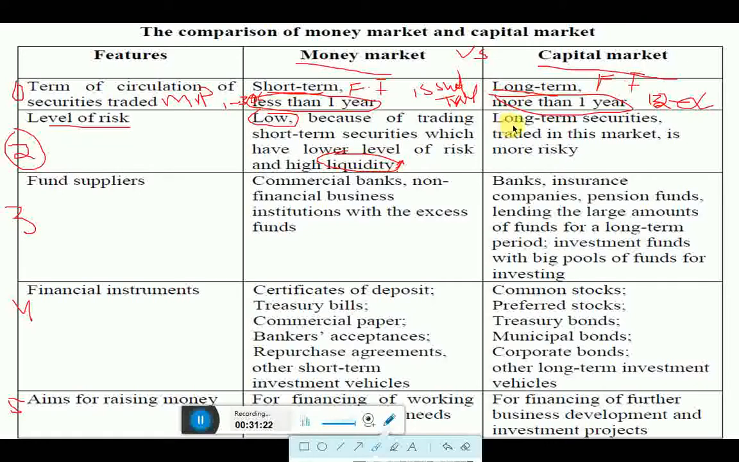On the capital market, there are long-term securities, and long-term securities are more risky. So when there is more risk, there is more return. More risk results in more return because you wait for a longer period of time. As a result, you get more return. But remember that there is more risk as well.